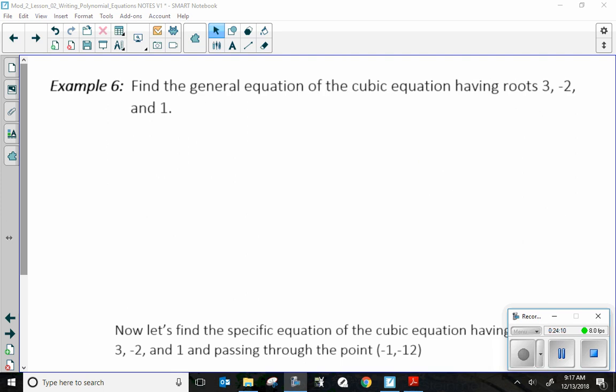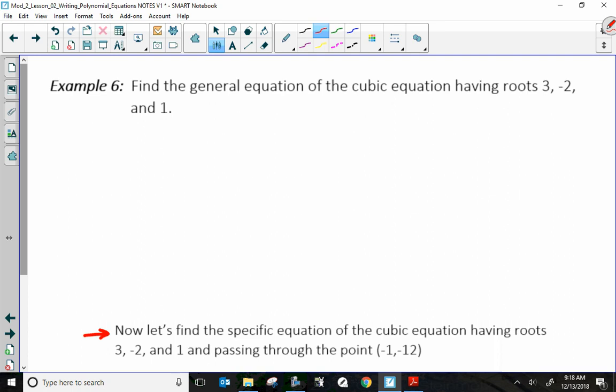Example 6. Find the general equation of a cubic equation. I like how they put the word equation in there twice. Find the general equation of the cubic equation having the roots 3, negative 2, and 1. If you want to do number 6, go right ahead. But this bottom thing, hold off here. Unless you think you know what you're doing, go ahead and do it. But if you want to pause and try and do number 6 and come up with the equation, go right ahead. I'm about to do it right now.